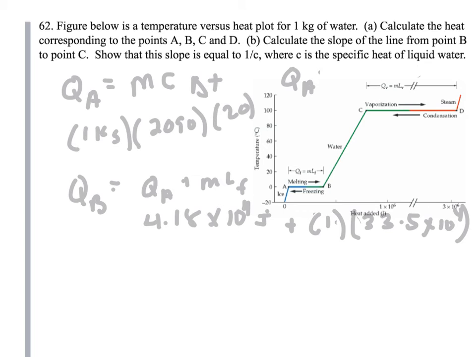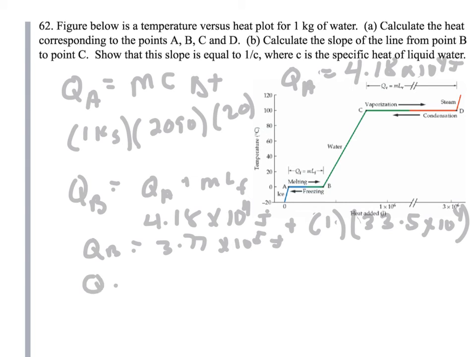So that Q sub A is our 4.18 times 10 to the 4 joules. So down here for Q sub B, when we multiply all that out, we get 3.77 times 10 to the 5th joules. And then Q sub C is this part right here. So we're adding heat, and we needed to raise the temperature to boiling point. It's a similar thing here. It's our Q sub B.